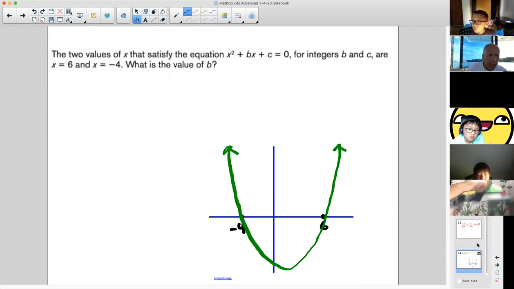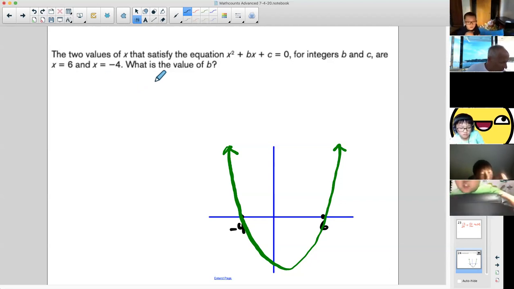Can anybody ask me a question to get over the hump on this one? Who's got a good question for me? Something that really can show me that they understand quadratics and what these solutions mean.